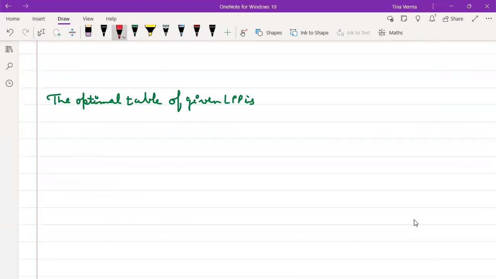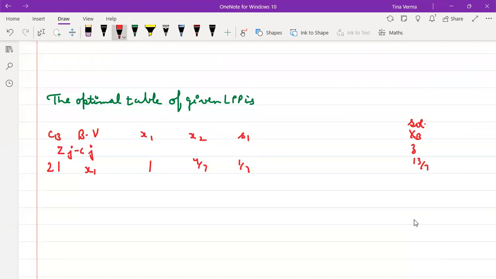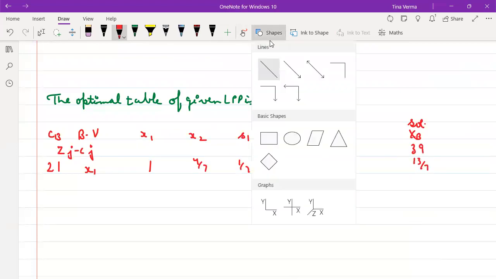so here you will have the cost coefficient, basic variable. You have x1, x2, s1, leave some space because we will do something in this part. Here we have zj minus cj. In the last optimal table, you have x1, the cost coefficient of which is 21. This is coming as 1. This is 4/7. And this is 1/7. And this is coming as 13/7. And you are getting the answer as 39.